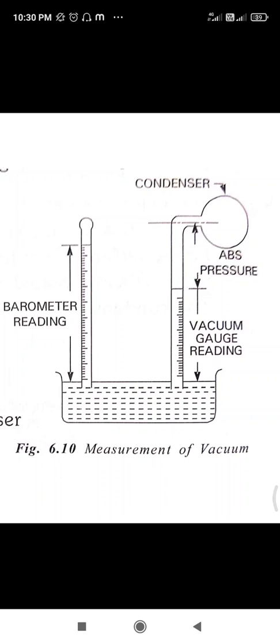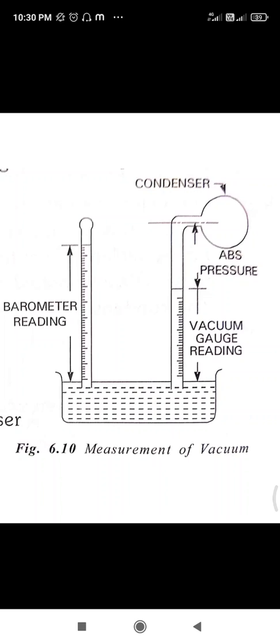This extraction system will require a pump. What is the function of the pump? Simply, the air pump. The function of the air pump is to maintain a desired vacuum in the condenser by removing the air. Removal of air is the main function of this air pump. We have two types of air pump, that is the Edwards air pump and the steam jet air ejector. We'll learn these two types in the next class.